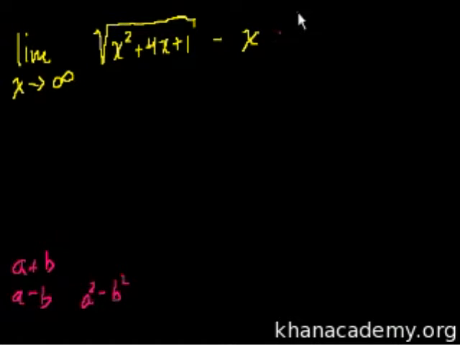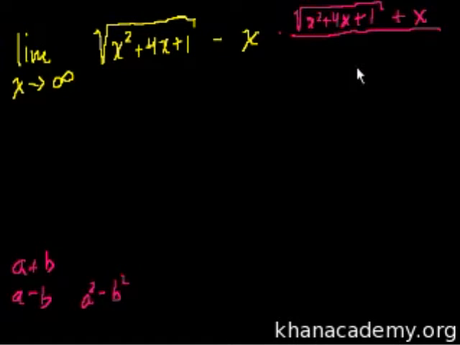So let's multiply it by the conjugate, the square root of x squared plus 4x plus 1 plus x, right? That's the conjugate. Instead of minus x, we have a plus x. And we can't just multiply that. We have to multiply by 1, otherwise we would be changing the value. So it's going to be divided by the same thing: the square root of x squared plus 4x plus 1 plus x.